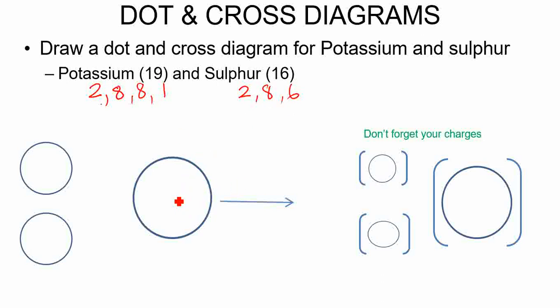Let's draw the sulfur first. Sulfur is going to have 6 electrons. 2, 4, 6 electrons. Not stable. It needs 2 electrons. Potassium, let's draw the first potassium, has 1 electron. Not stable. It needs to lose 1. So when potassium has lost its electron to sulfur, this potassium is now okay.